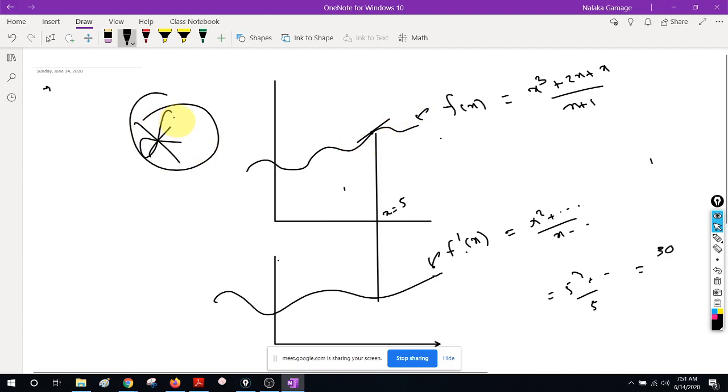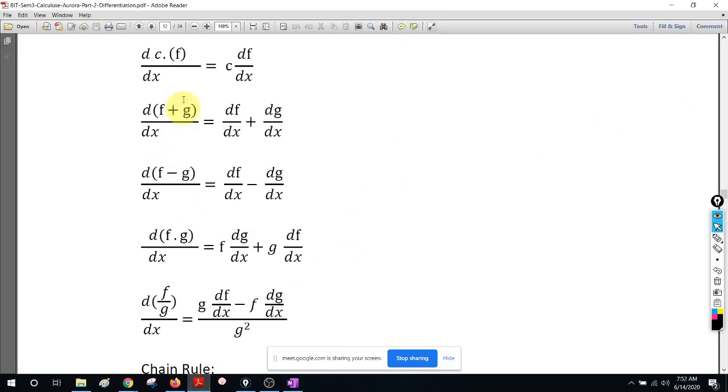But unfortunately, a lot of students cannot explain this. That means they are like calculators, really dumb calculators. They don't know what is happening. So make sure that you know exactly what is happening. Okay, now we are done with those rules.